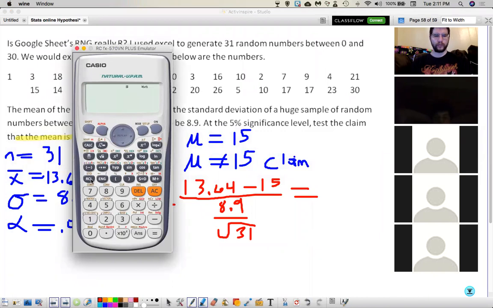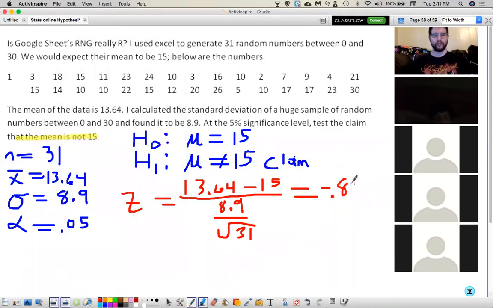Mode 1. 13.64 minus 15 over fraction 8.9 over square root of 31. And that gives me negative 0.8508. Okay. So that's my test statistic. From there, choose p-value or traditional method to find your answer.